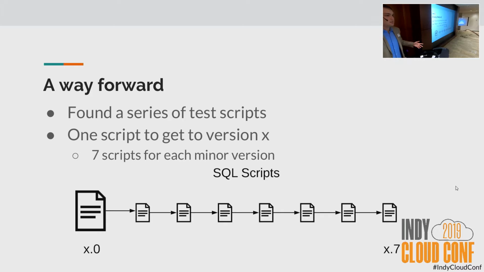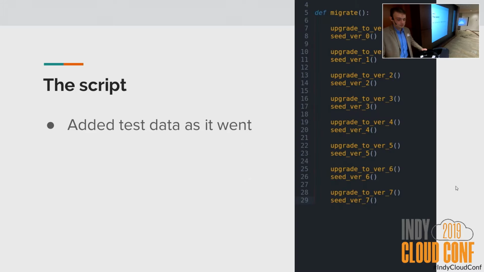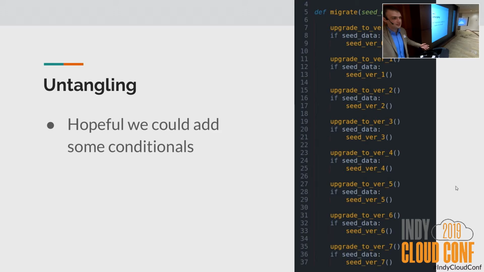We managed to find these test scripts that QA had used to get the databases up to snuff. They had one script to get to the major version, and then 7 other scripts for each minor version, so a total of 8 scripts. It looked something kind of just like that. I don't know if it's hard to see, but it was basically upgrade the schema, add some test data. Upgrade the schema, add some test data. So we thought, we'll just add a conditional. Only if I want to see the test data will that information get added.